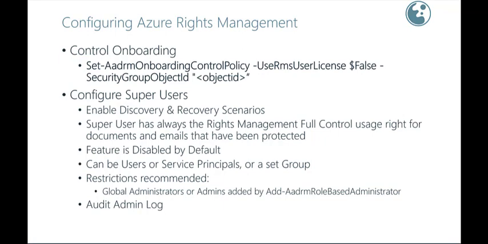Super users can be individual users, it could be service principals, or it could be a group. You should have some restrictions for configuring super users. Basically, a super user can have access to everybody's protected documents. So you need to have control who are global administrators in your organization. This is something you should have a big reduction on anyway. And you can also control which admins are in the Azure AD DRM role-based administrator.